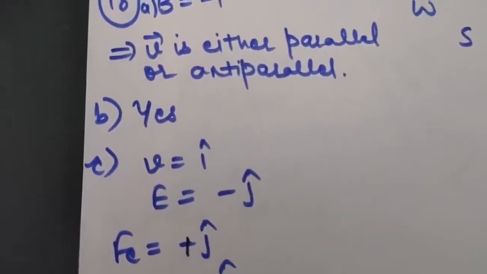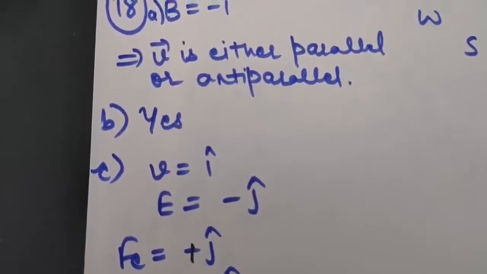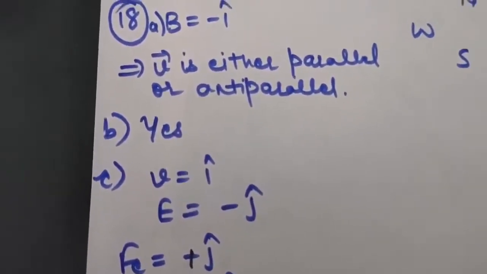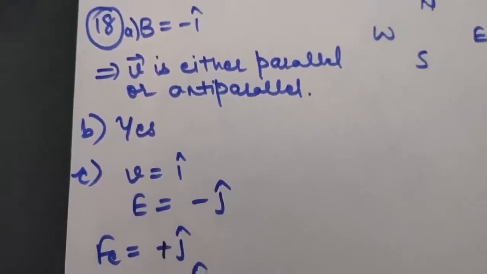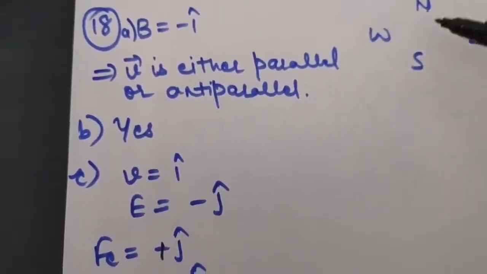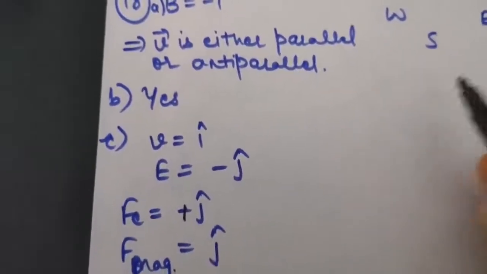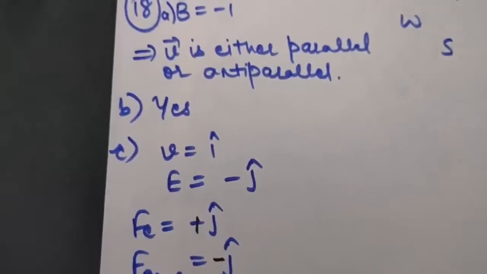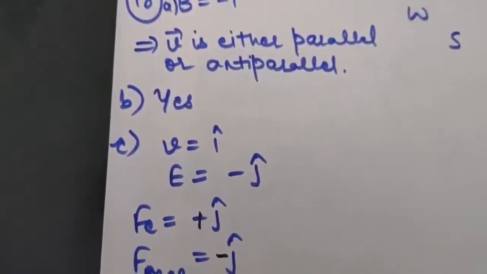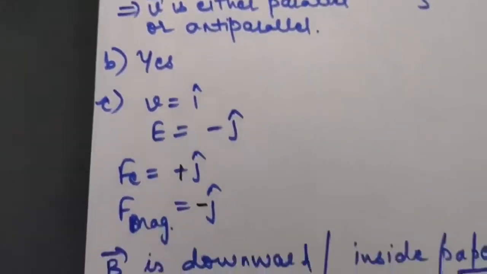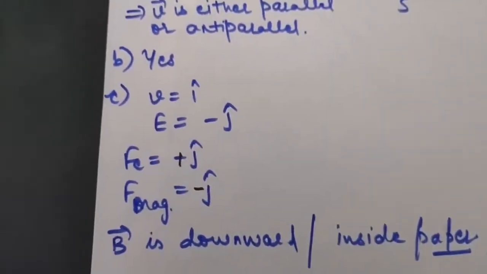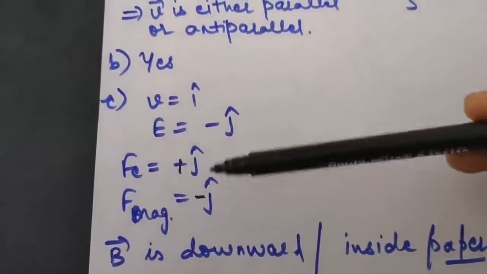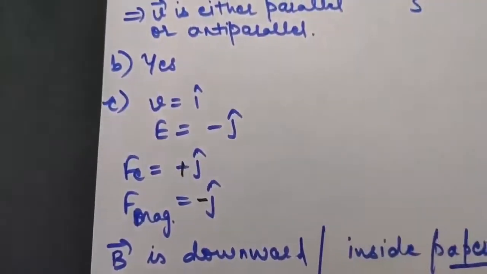Okay, so the question says specify the direction in which a uniform magnetic field should be set up to prevent the electron from deflecting from its straight line path. Okay, so if electrostatic force is in plus J cap, that means the magnetic force should be in minus J cap. Okay, so now can you conclude what should be direction of magnetic field so that it can be minus J cap? It should be in downward direction. B is downward or inside paper. So when you put this direction, you will get F magnetic in minus J cap, because now both the forces will be balanced, so it will cancel out.